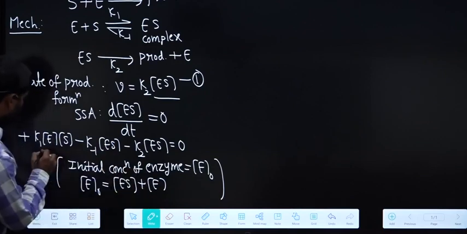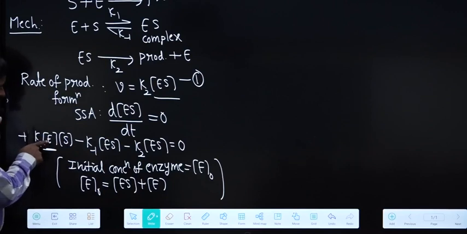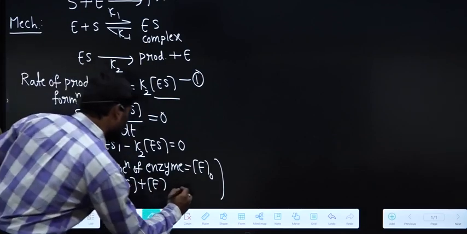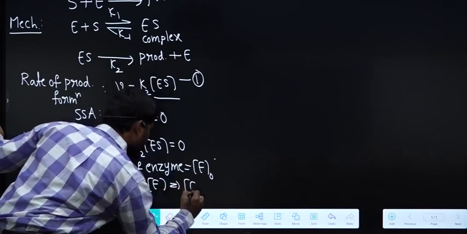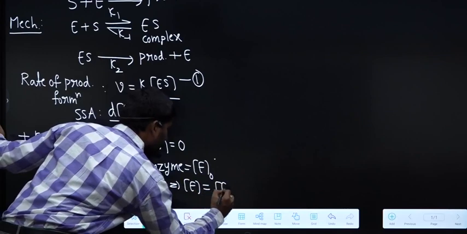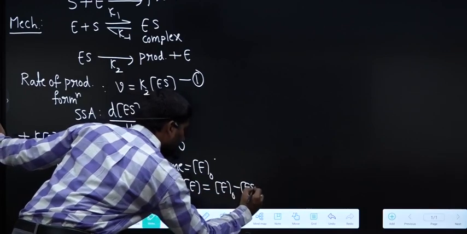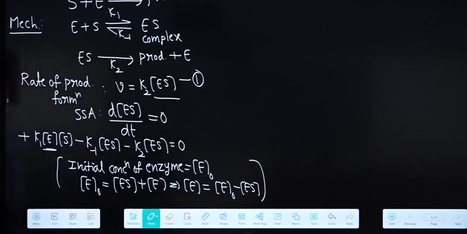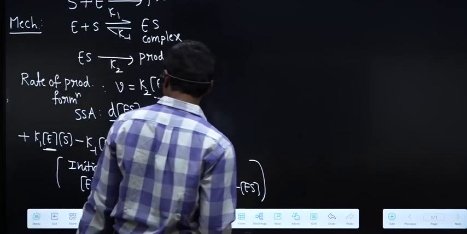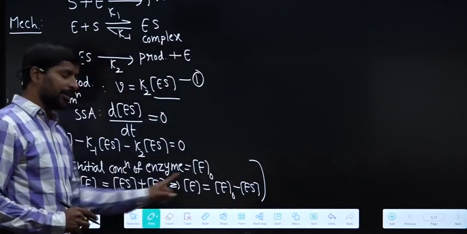Now here we need what? We are converting the concentration of E also into ES terms. So the concentration of E we can write as E naught minus ES. Concentration of E is equal to E naught minus ES. Okay. So now in the place of E, you substitute E naught minus ES.